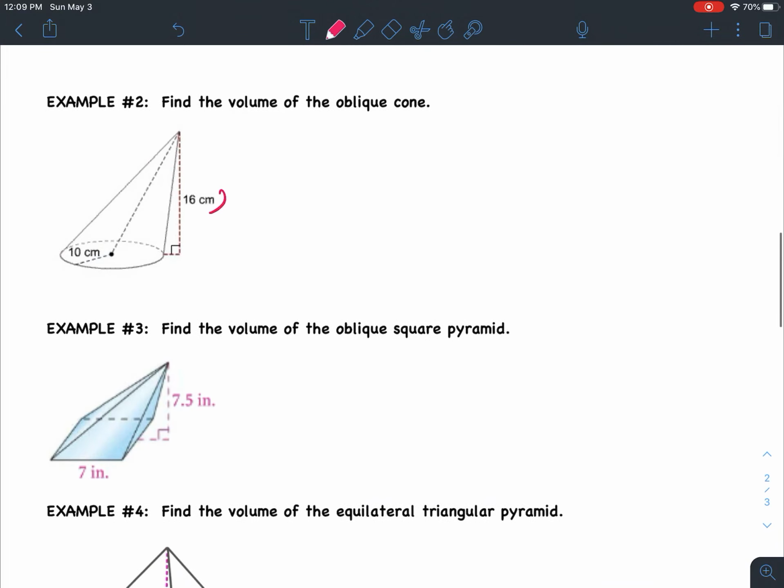Find the volume of the oblique cone. Our height will be this 16 over here. So I've got 1/3 area of the base times the height. And this is a circle, so it will be pi r squared. So pi times 10 squared times the height of 16. I'm going to go ahead and multiply all this out, and then we'll work on dividing by 3. So if I do 100 times 16, that's going to be 1600 pi over 3. That's not divisible by 3, so technically that would be the exact form.